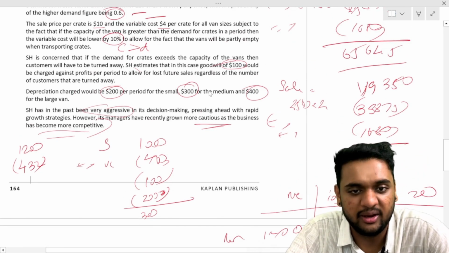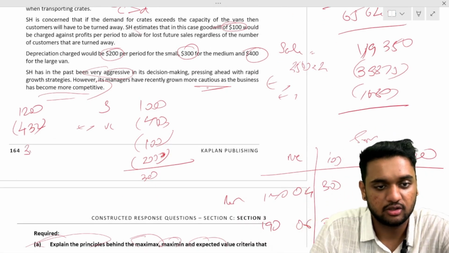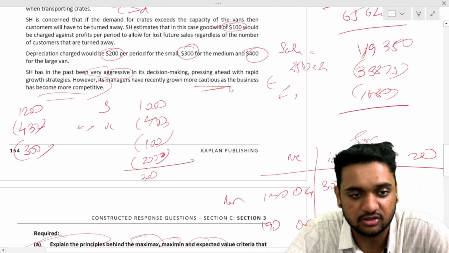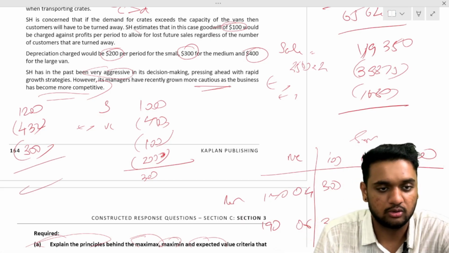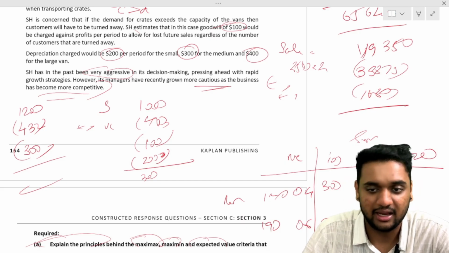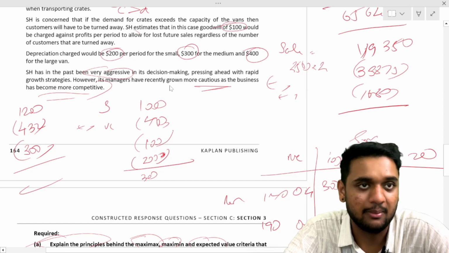Next, medium or small one? Medium one means depreciation is 300. Any other cost we have? Are we turning away any customers? No. So 1200 minus 432 minus 300, you will get 468.